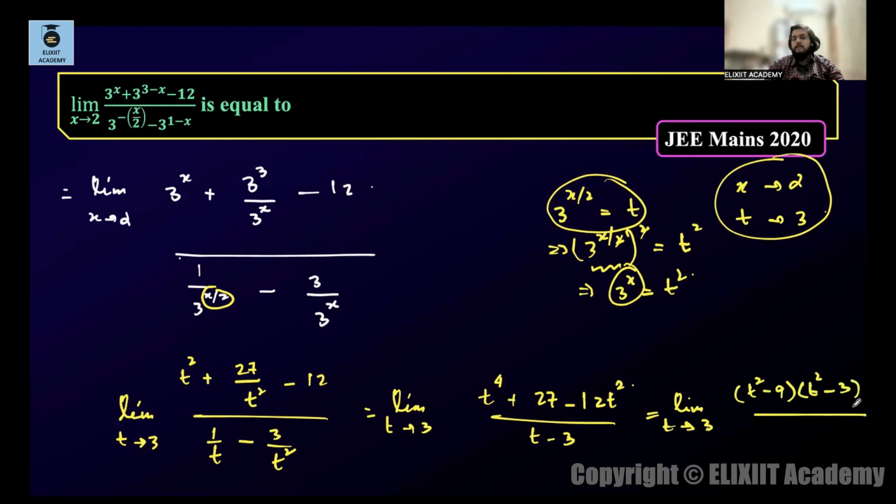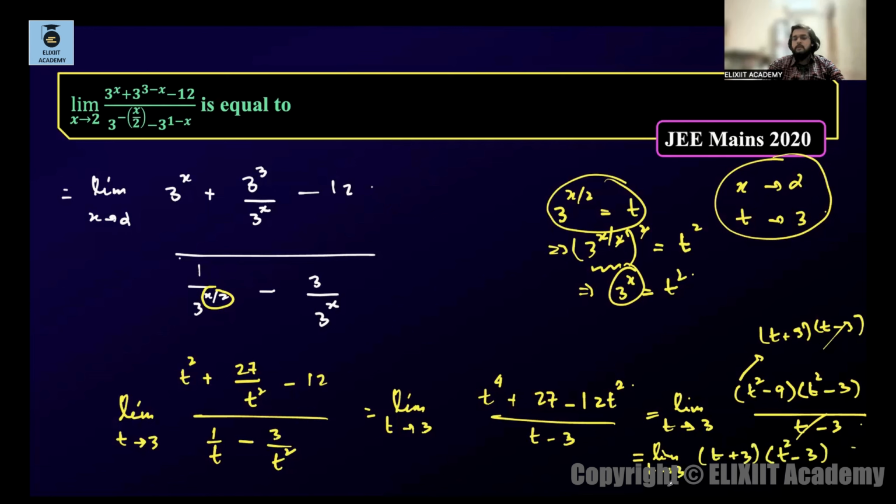T square minus 9 into t square minus 3, divided by t minus 3. Once you factorize this, you will be obtaining this. And further you factorize this, t square minus 9 is basically t plus 3 times t minus 3. So t minus 3 and t minus 3 will get cancelled. So you're left with limit t tends to 3 of t plus 3 and t square minus 3.